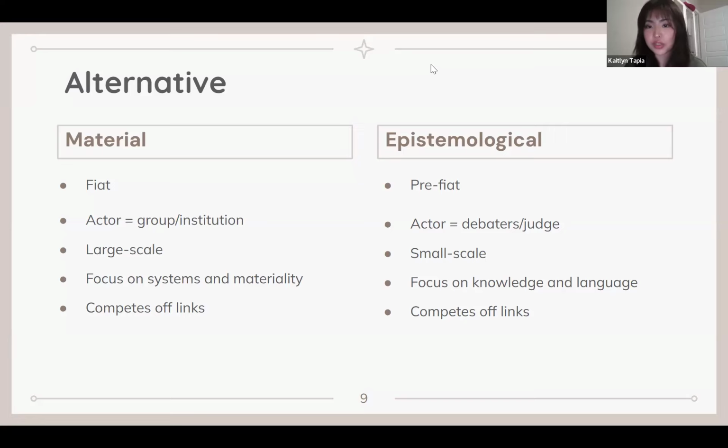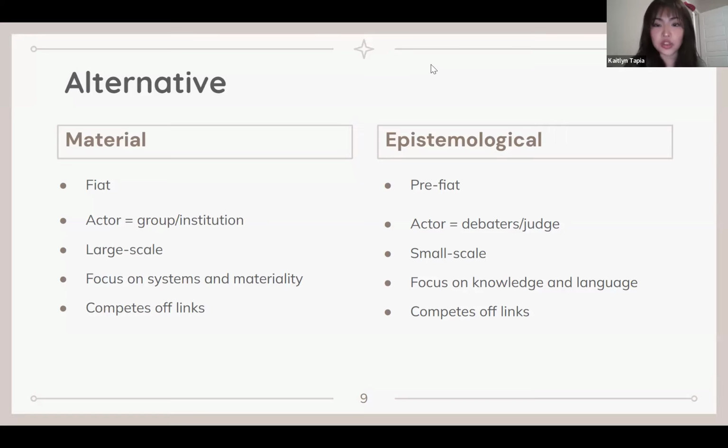So now I want to shift over to the epistemological alternatives. This is different because it is pre-fiated. So you're not fiating the epistemological alternative. You are just saying that this would be an alternative orientation to the affirmative that is preferable because maybe it's more ethical, maybe it helps you see the world in a better way, maybe it helps you engage in a better research practice, or helps you understand a certain structure of power better, etc.